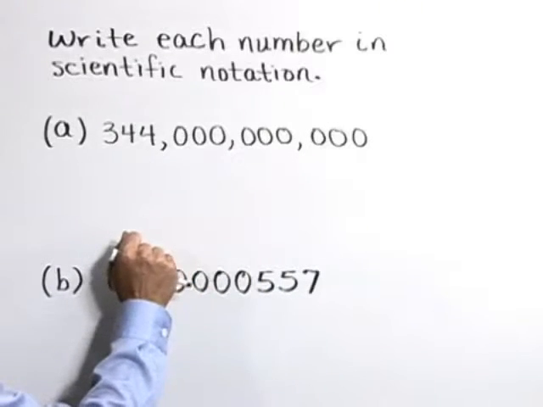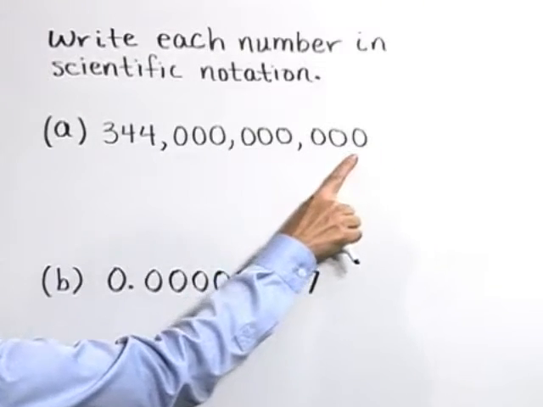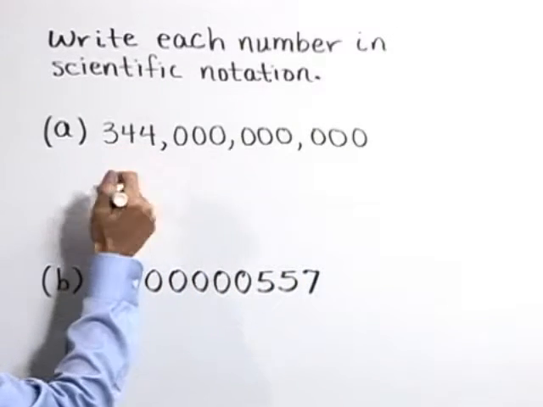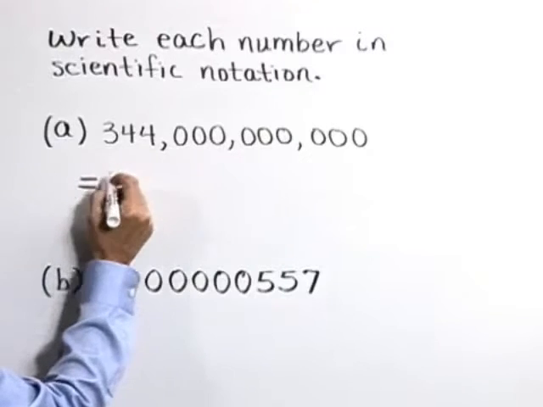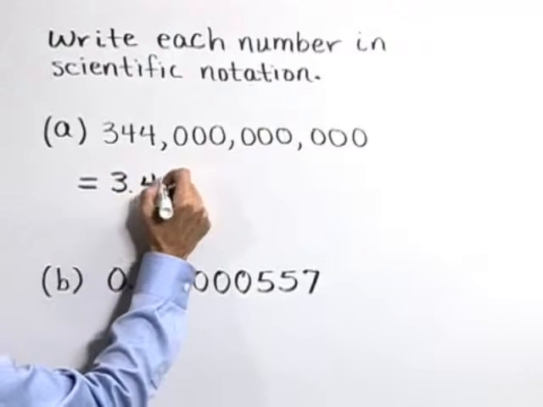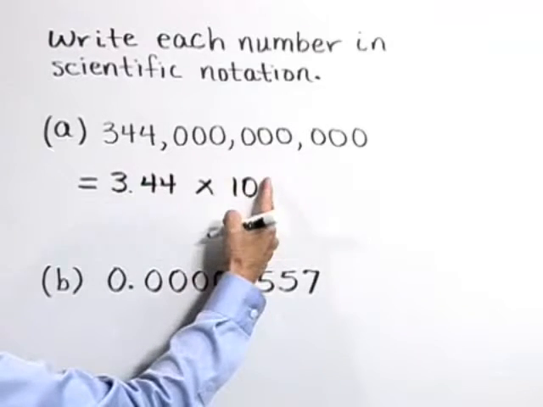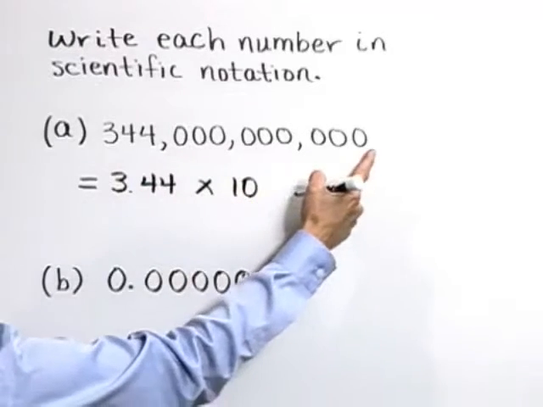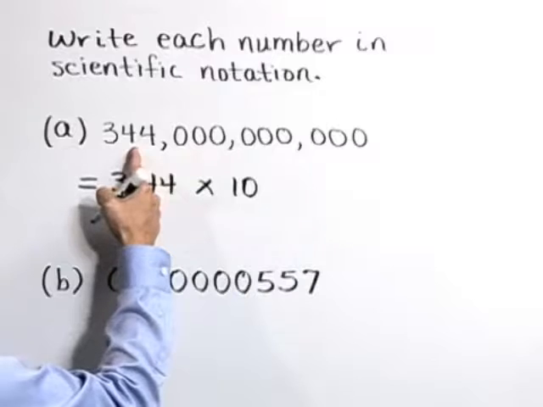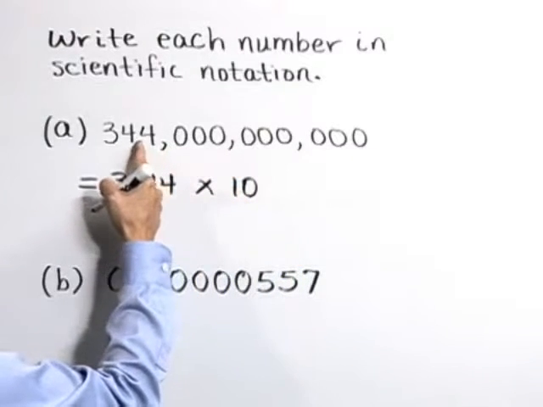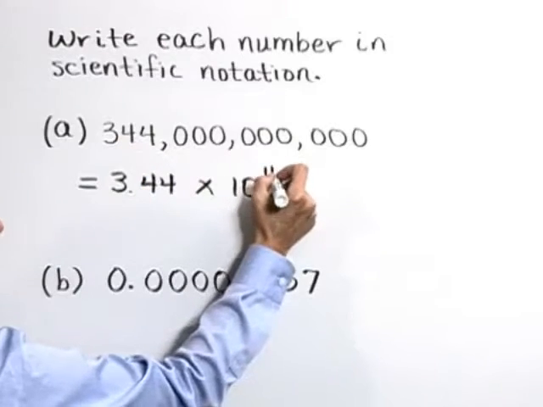Now to write this number in scientific notation, we're going to take the decimal point and move it so there is one digit to the left of that decimal point. So we're going to write this as a 3.44 times 10 to a power. This power corresponds to the number of places that we've moved that decimal point. In this case, that's 3, 6, 9, 10, 11 places.